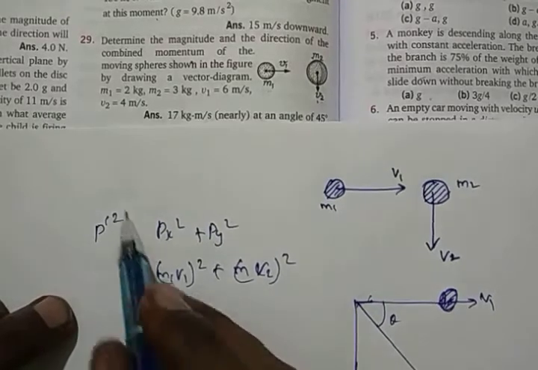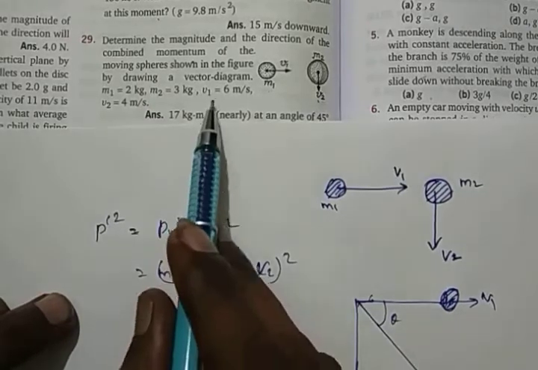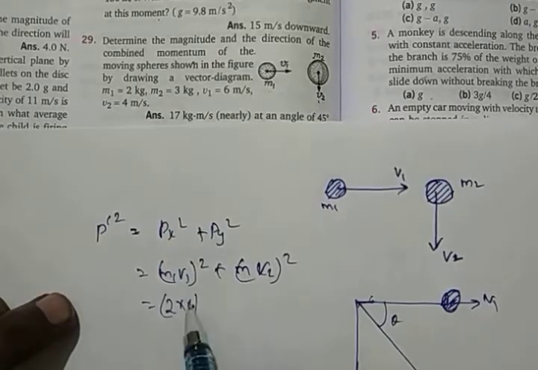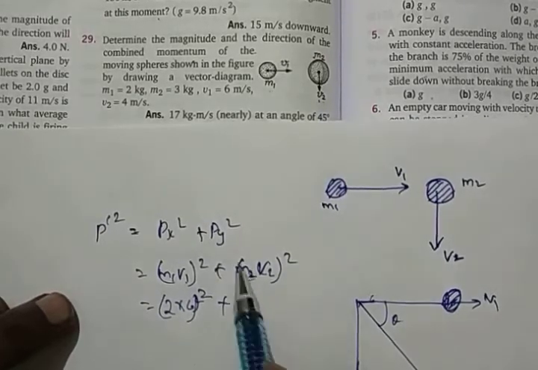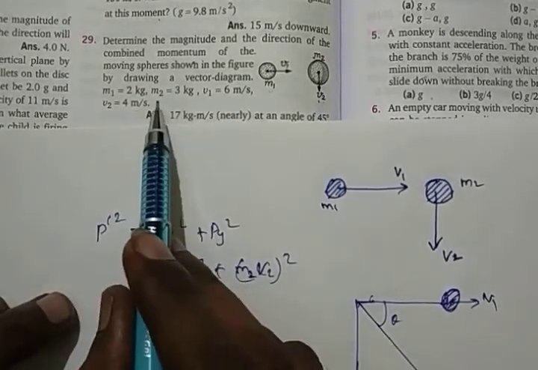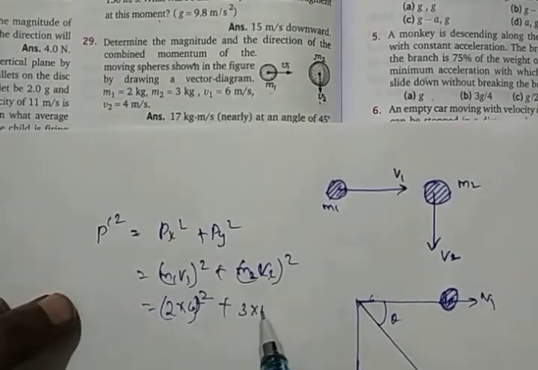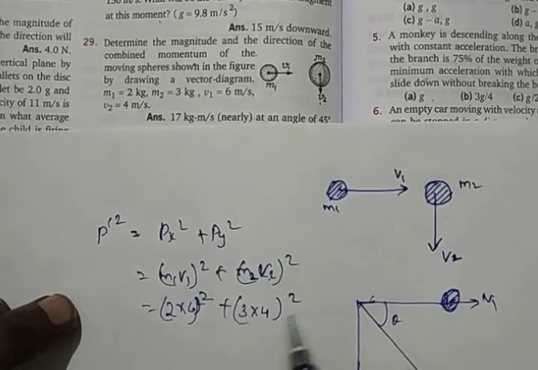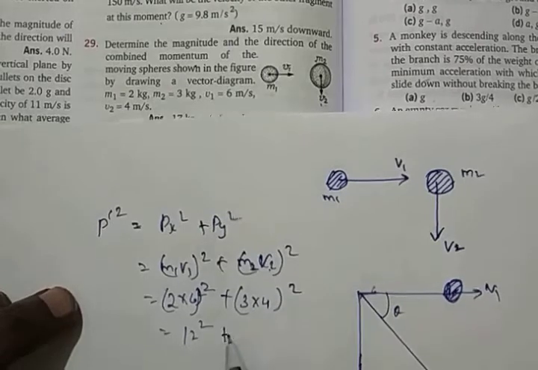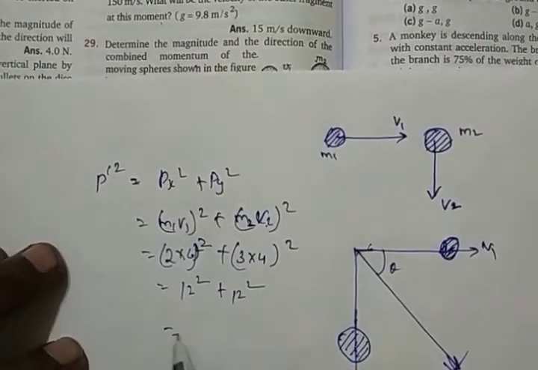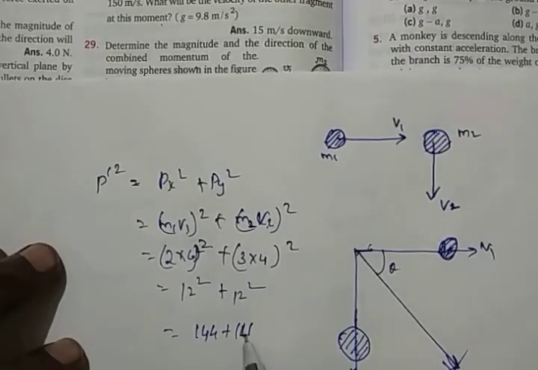So what is m1? It is 2 kg. 2 into what is v1? 6, the whole square, plus what is m2? m2 is 3 kg and v2 is 4, so 3 into 4 whole square. So what becomes here? This is 12 square plus 12 square. So it is 144 plus 144.